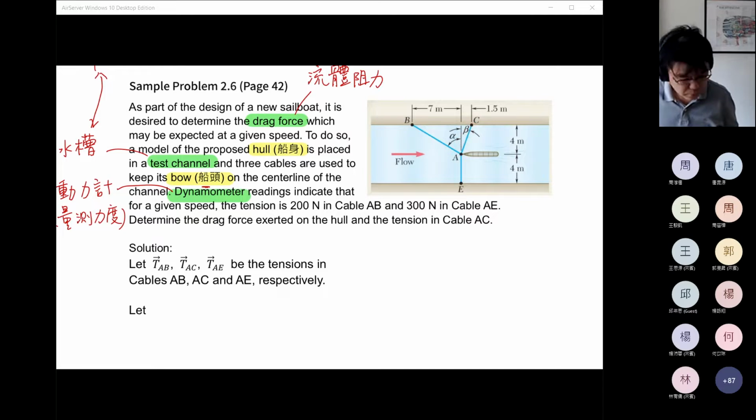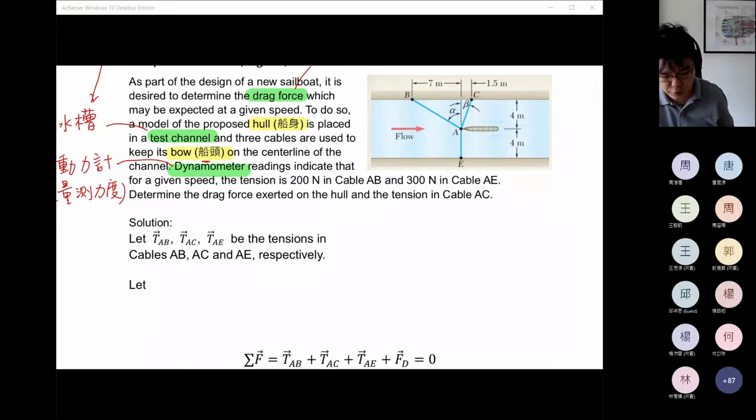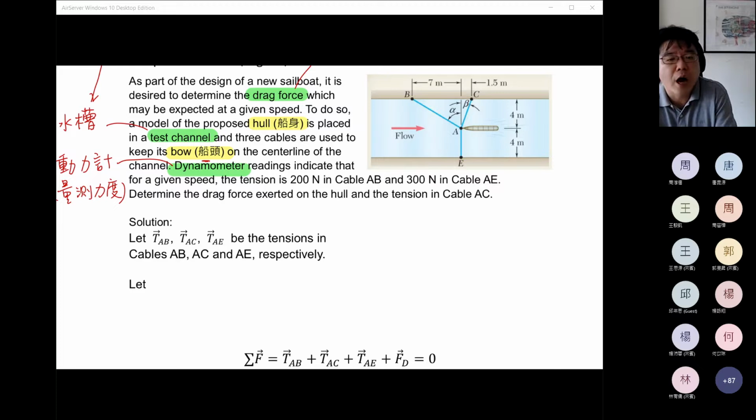Therefore, first of all, how many forces? First, we draw a free body diagram, or we take a look at the problem. How many forces are here in this problem?